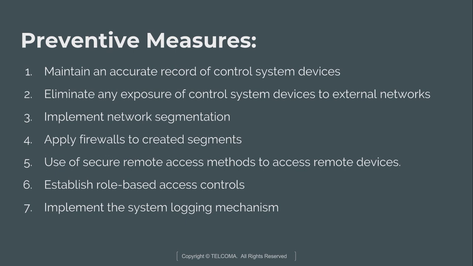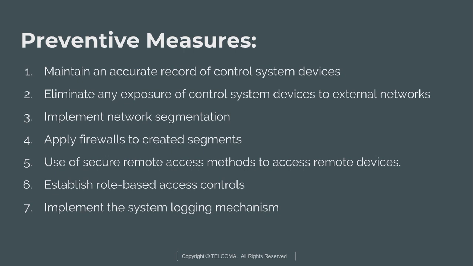So the first one is to maintain an accurate record of control system devices. Control system devices such as servers and computer systems contain policy documents, network infrastructure documents, or other crucial information. So you have to make a list of the devices that are more vulnerable to threats so that we can add protection to them effectively.